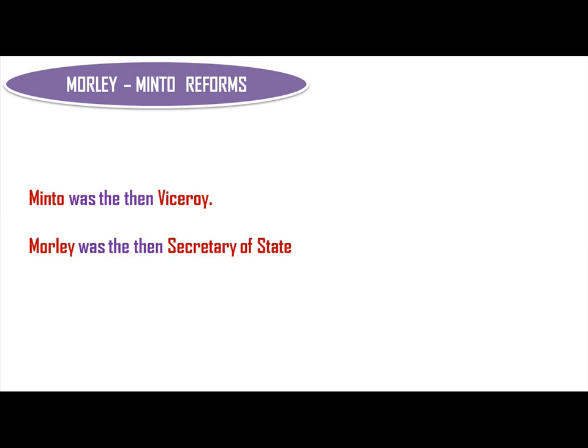Morley-Minto's reform. So who is this Morley and Minto, and why do we call the Indian Council Act of 1909 a Morley-Minto reform? Minto was the then Viceroy. Morley was the Secretary of State. I told you the Secretary of State is a direct representative of the British Parliament. So Morley has more powers than Minto. So we got the Secretary of State's name first and then the Viceroy. So Morley is the Secretary of State, Minto is the Viceroy.